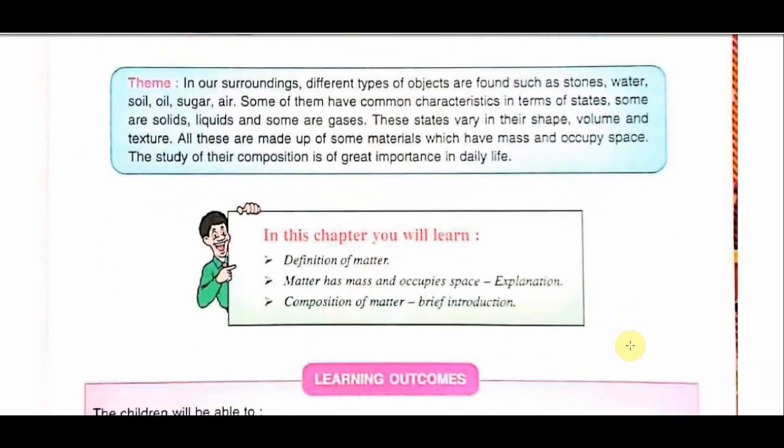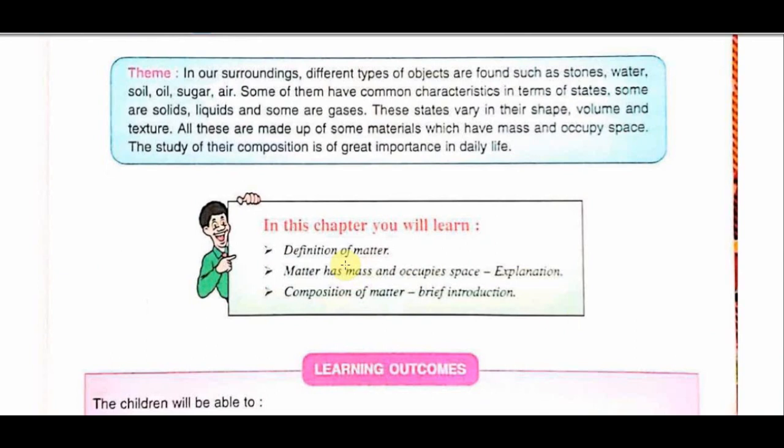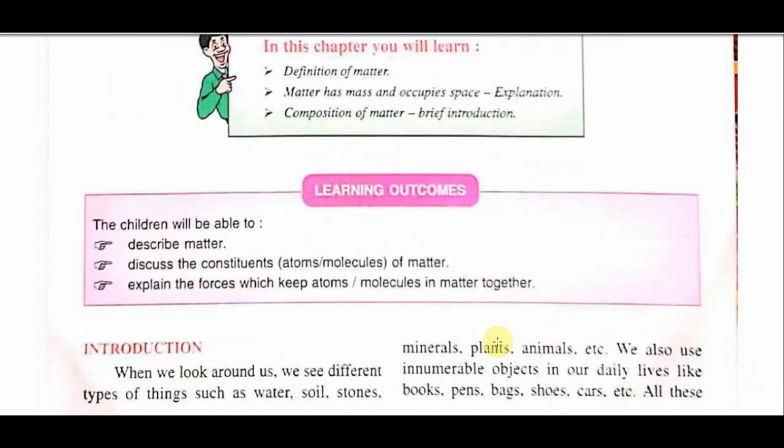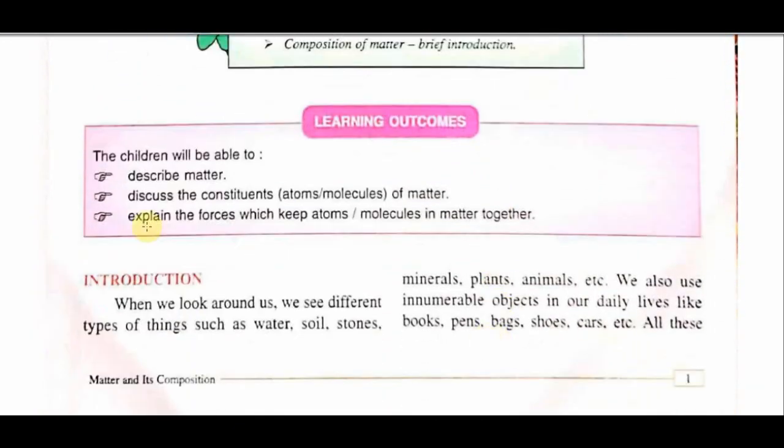In this chapter, you will learn about the definition of matter. Matter definition means mass and shape terms, explanation of these terms, composition of matter. Students of class 7, these are the learning outcomes of this chapter. It means that after going through the chapter, you will be able to describe matter, discuss the constituents, atom and molecule of a matter, and explain the forces which keep them together.